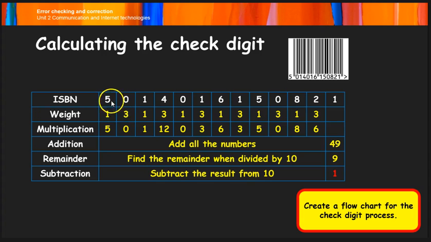Okay, so there's two ways of doing this. You could give each position a value, a weight. The first position being an odd number will have a weight of 1. Even numbers have a weight of 3. What you'd do is times each digit by its weight. So 5 times 1, 0 times 3, 1 times 1, 4 times 3 gives you 12, 0 times 1 gives you 0, etc. We take that number and add it all together to give us 49.